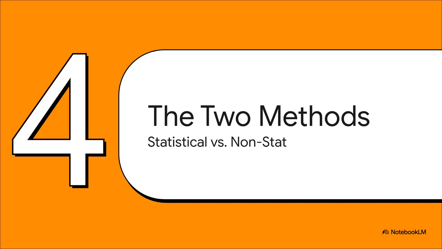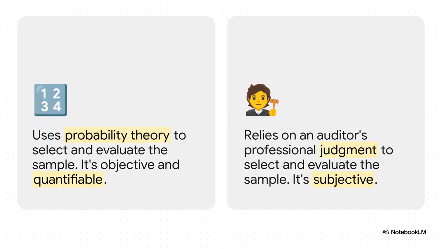Now, remember that blueprint we looked at? It had that fork in the road? Well, that represents a really critical decision the auditor has to make. They have to choose between two fundamental approaches to sampling, statistical and non-statistical. The main difference here really boils down to objectivity versus subjectivity. Statistical sampling is all about math. It's driven by probability theory, which makes the results quantifiable and mathematically defensible. Non-statistical sampling, on the other hand, relies on the auditor's professional judgment and their years of experience. Both are totally valid methods, but the one they choose really depends on the specific situation.